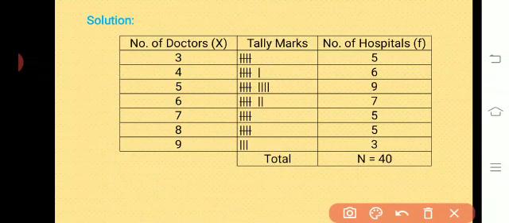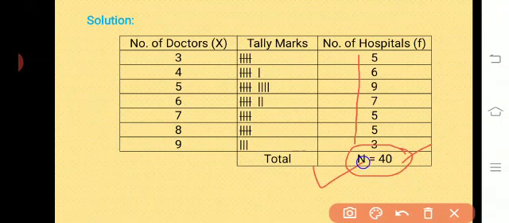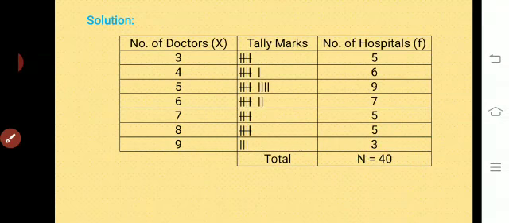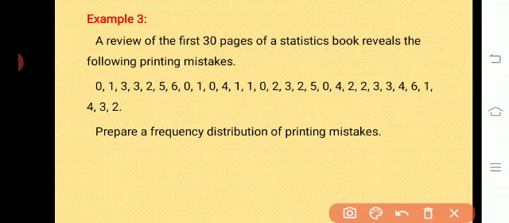Then after that, we have to add all these frequencies and write the total. This total frequency is nothing but capital N, and for this example, you will get capital N equal to 40. It is given in the question that the data is regarding 40 different hospitals, meaning our capital N should be 40. So this is another example on the formation of a discrete frequency table. Hope you understood this.